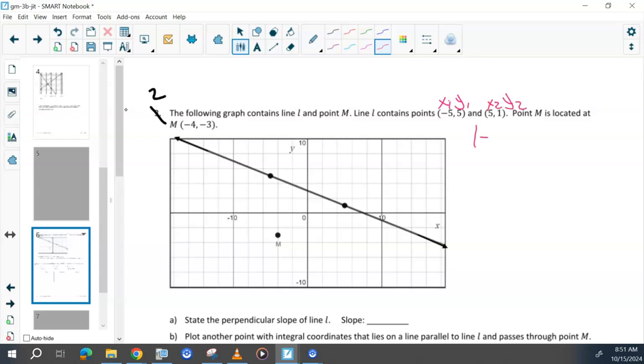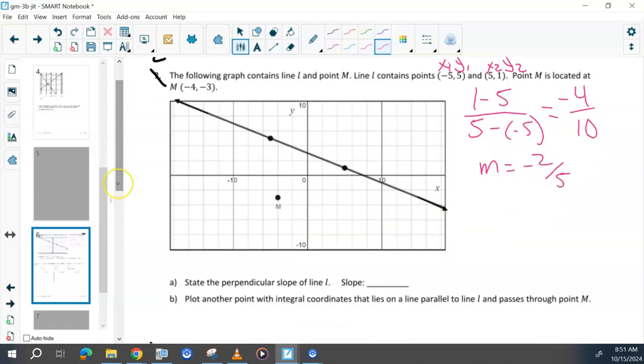By doing 1 minus 5 over 5 minus a negative 5 to get negative 4 over 10, or negative 2/5. So that's the slope of this line. The perpendicular slope would be me taking that, flipping it, and making it positive. So that would be 5 over 2. So part A was pretty straightforward.